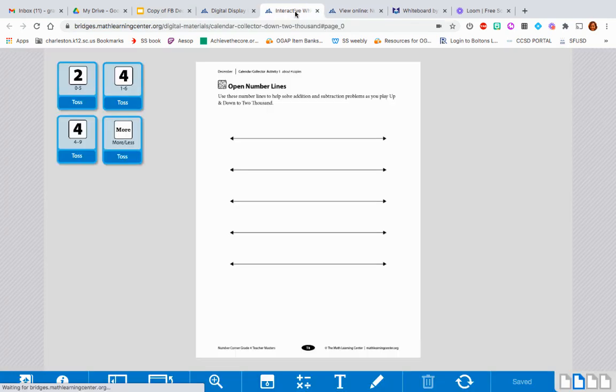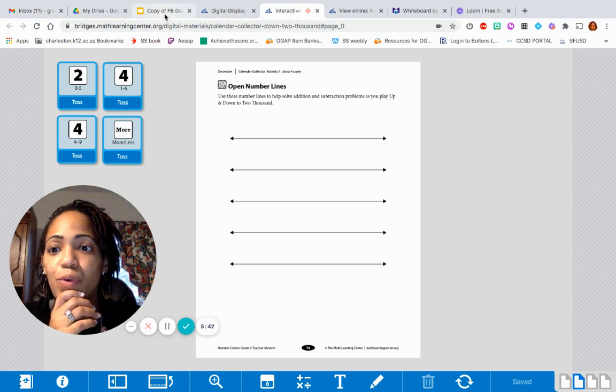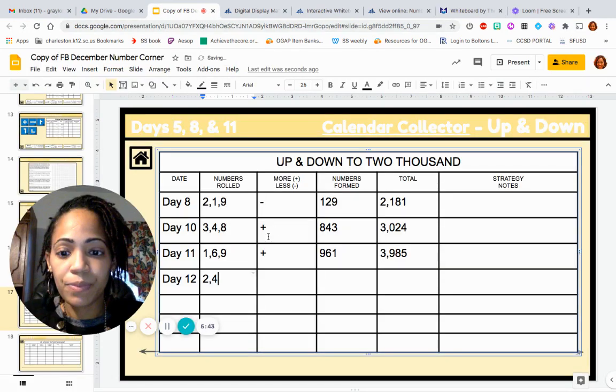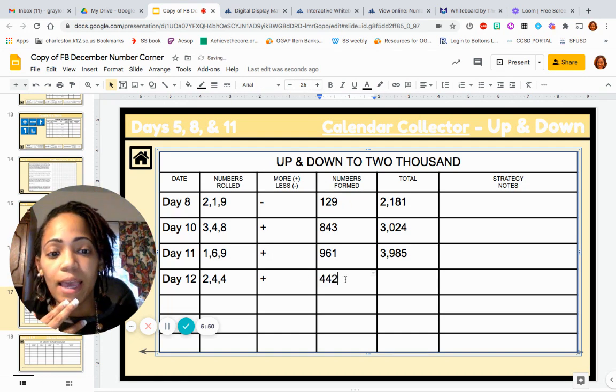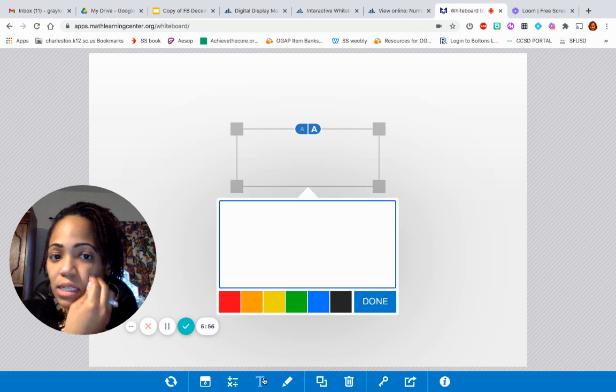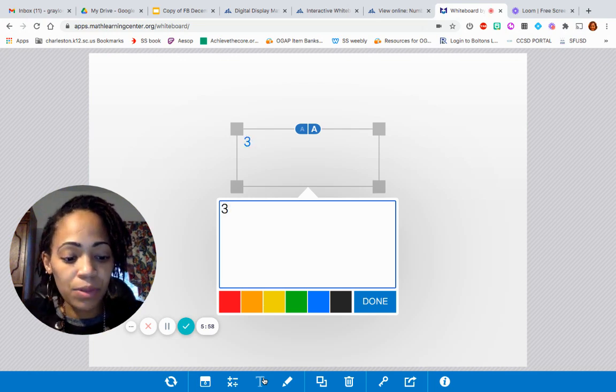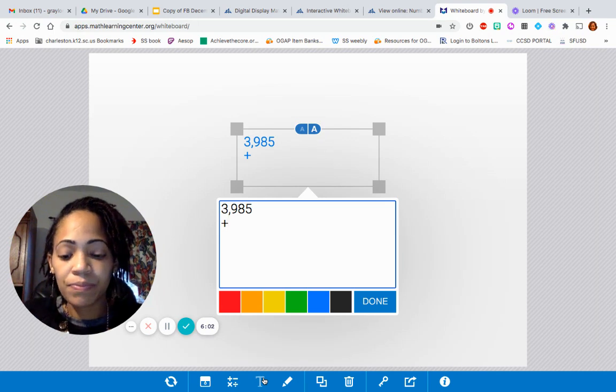We're done with that. So we roll the numbers 2, 4, and 4. So what number should we make? Probably 442, and we're starting at 3,985. So I'm going to put that on our 3,985, and we are adding 442. I believe that's what it was.